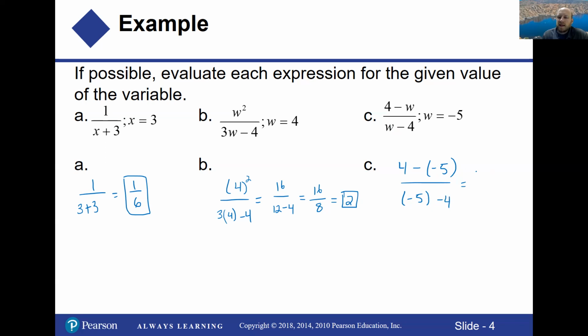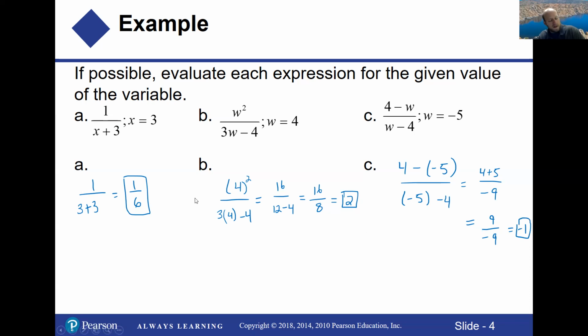So 4 minus a negative 5 is going to end up being 4 plus 5, right? A minus gives us a plus. Change both of those signs. And then this is -5 minus 4. So a -5 minus a 4, which is a -9. So 4 plus 5 is 9. 9 divided by -9 is going to give us a -1. And that's the value of that expression.